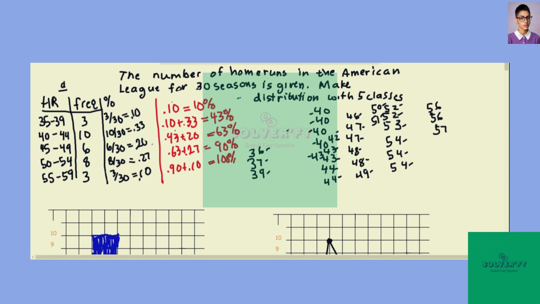Okay, and the reason you're doing that is so that you can say things like 63% of the time there was less than 50 home runs. It's really not the number of home runs, it's the greatest number of home runs that year.